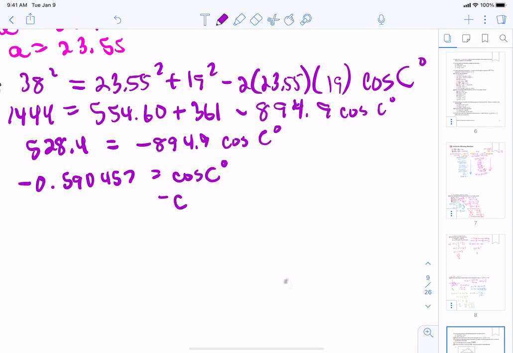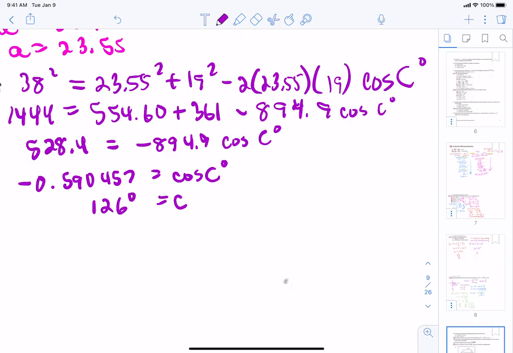So to find C, what do you have to push into your calculator to find a missing angle? You're going to have to hit the cosine, but you're going to make sure to hit the second button first, because that's going to take the anti-cosine, or the inverse cosine. So the inverse cosine of that decimal is 126 degrees.